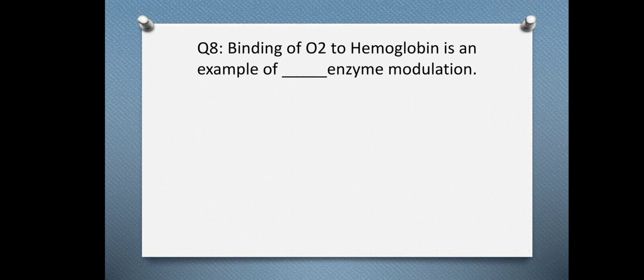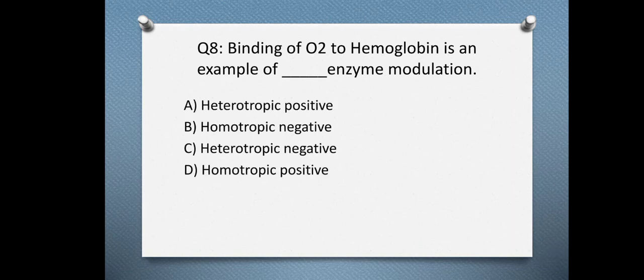Next one, question number 8. Binding of oxygen to hemoglobin is an example of dash enzyme modulation. Options are: A, heterotropic positive enzyme modulation. Option B, homotropic negative enzyme modulation. Option C, heterotropic negative enzyme modulation. And option D, homotropic positive modulation. So the correct answer of this question is option D, homotropic positive enzyme modulation.